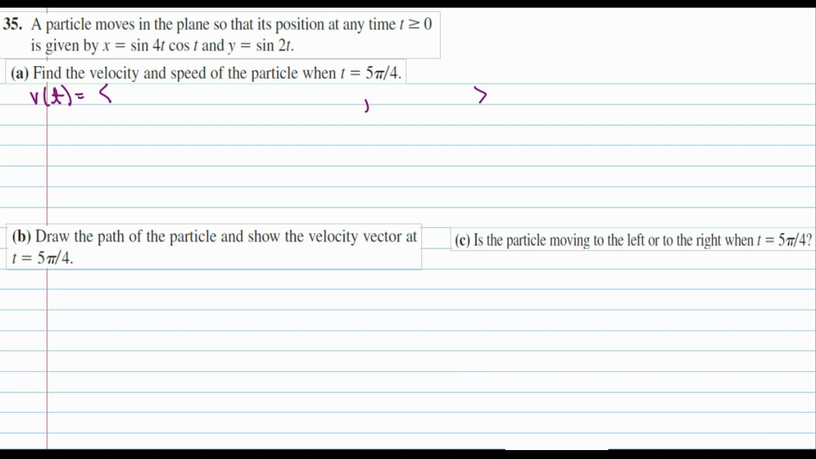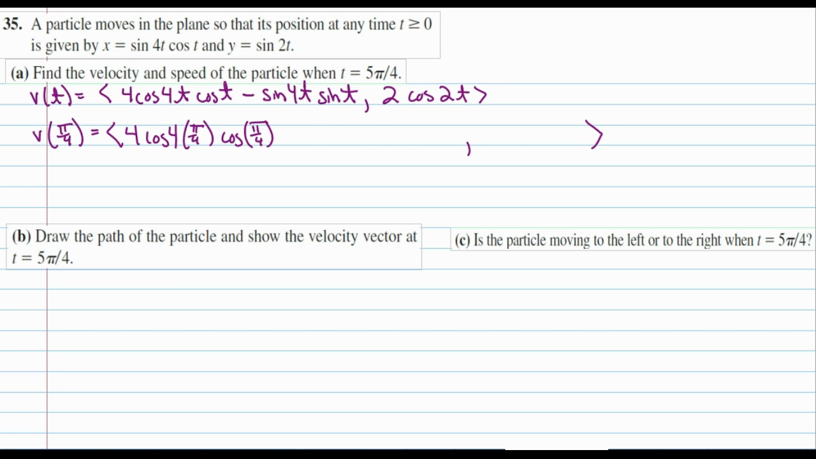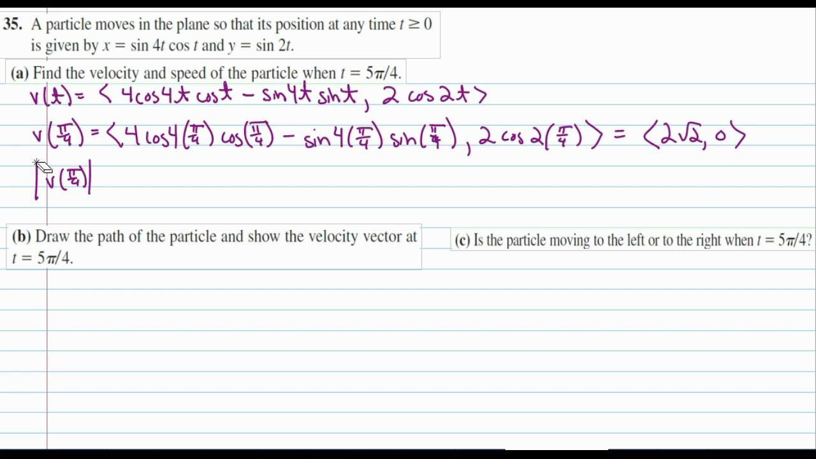Okay, so the velocity vector, again, I've got to use product rule, so don't forget about that for sine of 4t cosine t. And then sine of 4t, you're also using chain rule. What a mess. Then the y expression, the derivative of that, would be 2 cosine of 2t. Plug in the value, and we get a big, long mess that simplifies very nicely down to (2 square root 2, 0). Who knew that 2 square root 2 was going to be simple one day? And then the speed of this particle is going to be the magnitude of that vector. So I calculate the magnitude, and I get 2 square root 2.